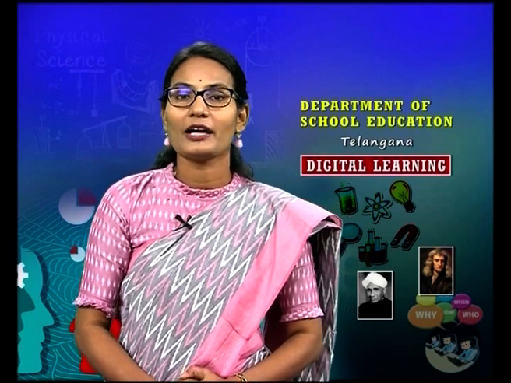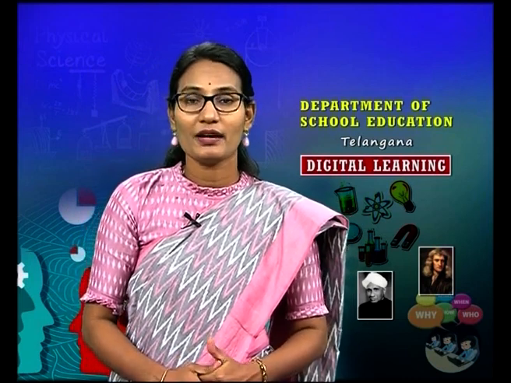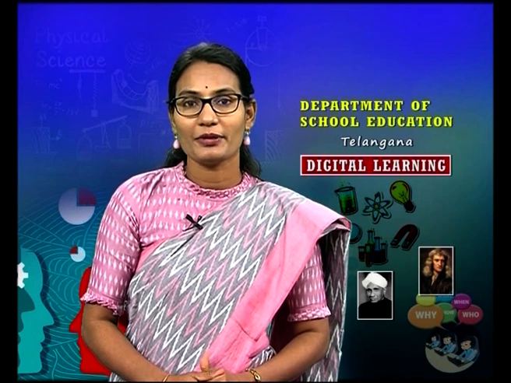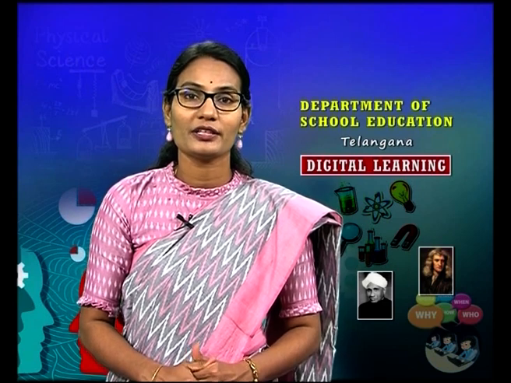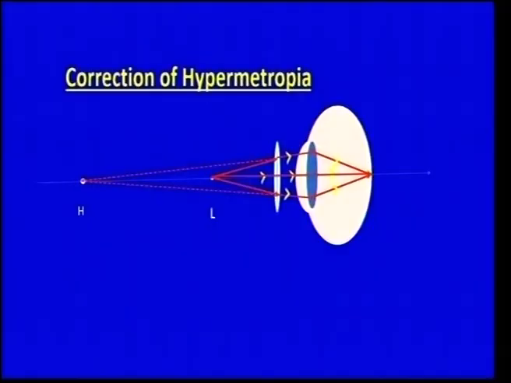How can we correct this hypermetropia? What lenses do we have to use to correct it? Yes, we use a convex lens, a biconvex lens, to correct hypermetropia. So observe this ray diagram. This is the correction of hypermetropia. When the object is placed at the least distance, the convex lens forms a virtual image at the near point, which acts as an object for our eye lens, and it can form the image on the retina. So this is the condition.